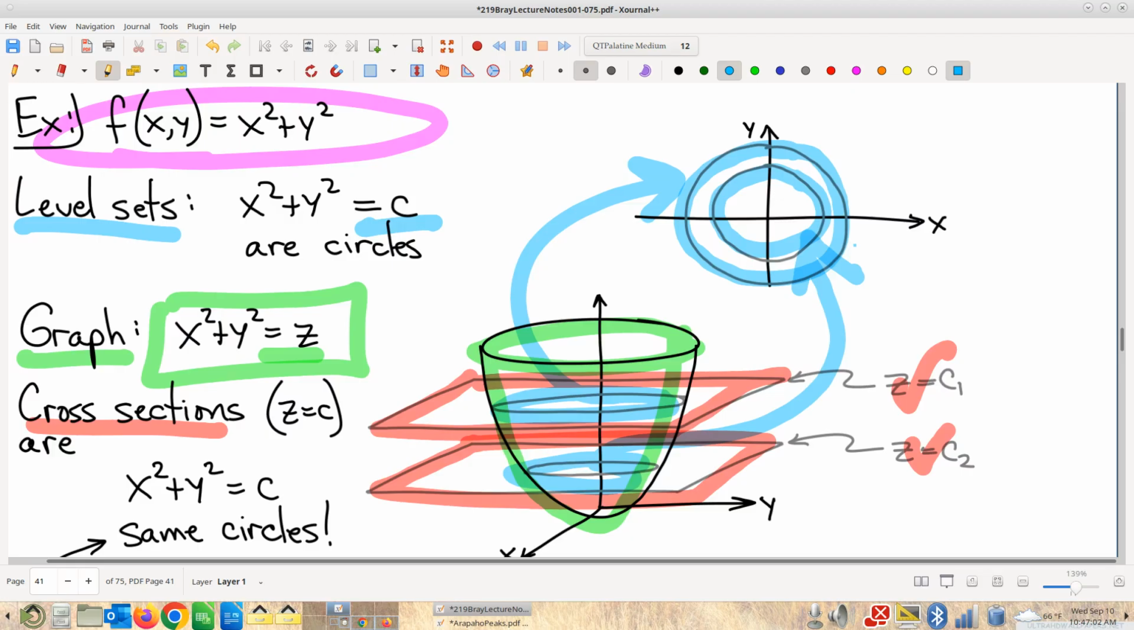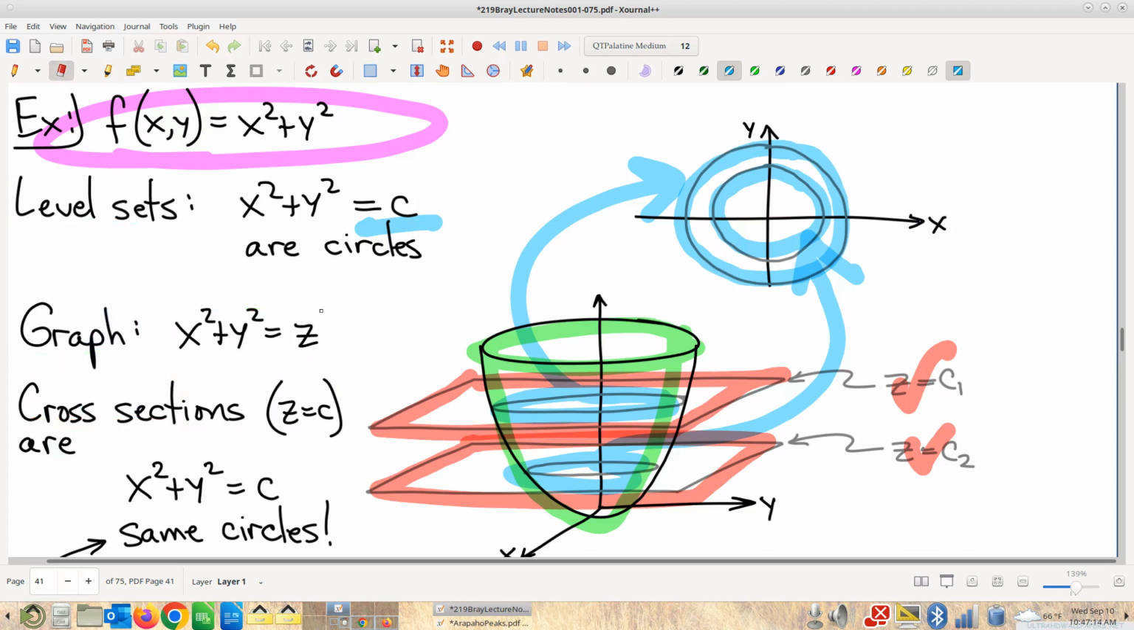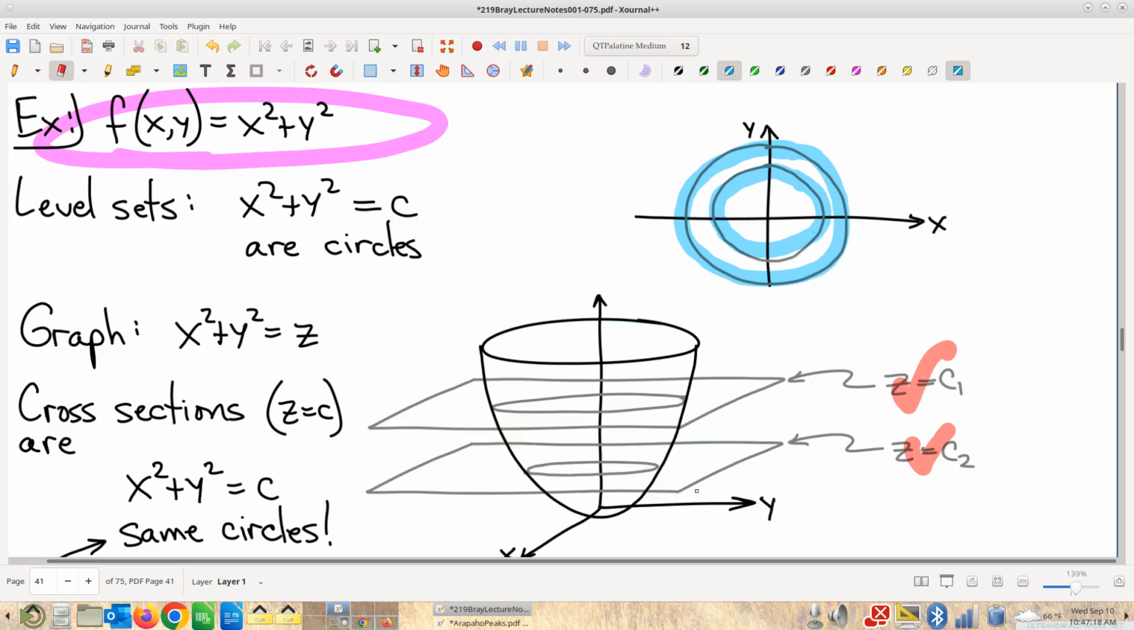Is that cool? Are you happy with that? Okay, now let me fix my crime, right? My math crime. I said that these are in fact the same. They're not quite exactly the same. Oh man. Okay, let's do it like this.